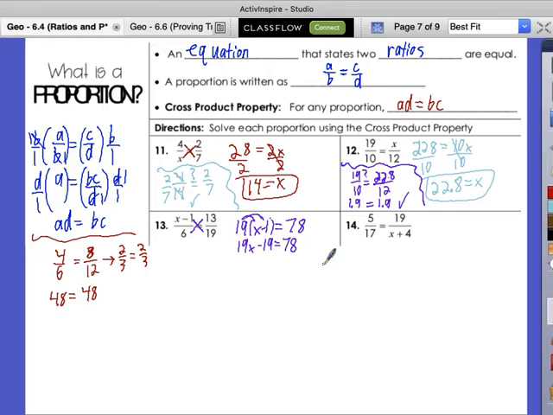Okay, I got it. That's gonna change it. Very good.